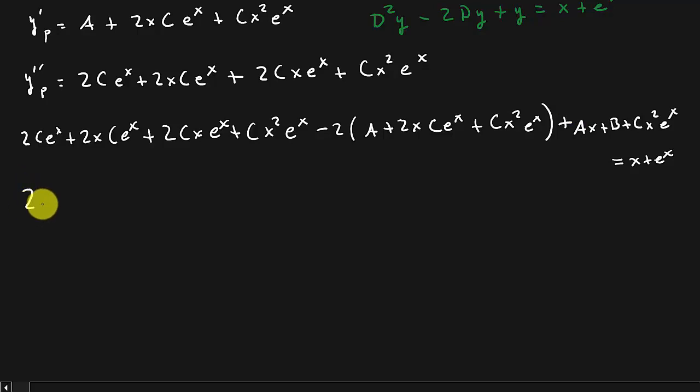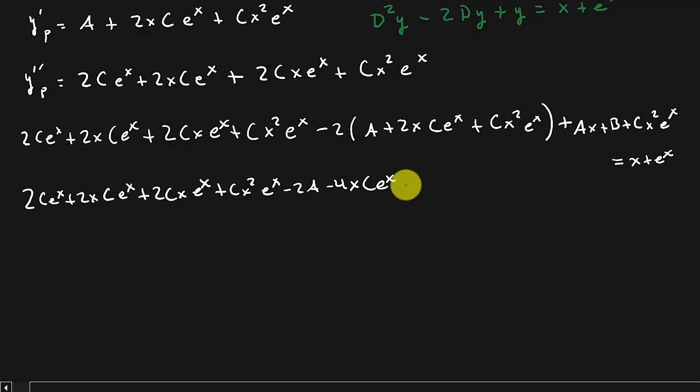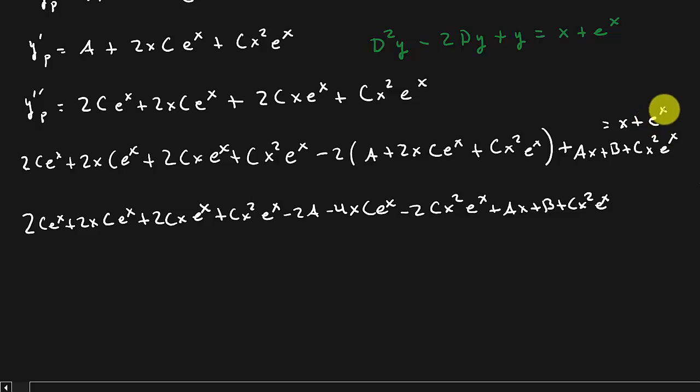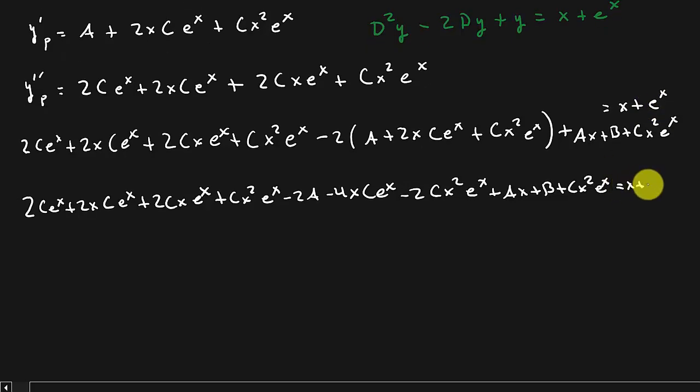So that's 2c e^x + 2xc e^x + 2cx e^x + cx² e^x. Now I'm going to distribute the negative 2. Minus 2a minus 4xc e^x minus 2cx² e^x plus ax plus b plus cx² e^x. Let me move it up here, equals x plus e^x. So that equals x plus e^x.